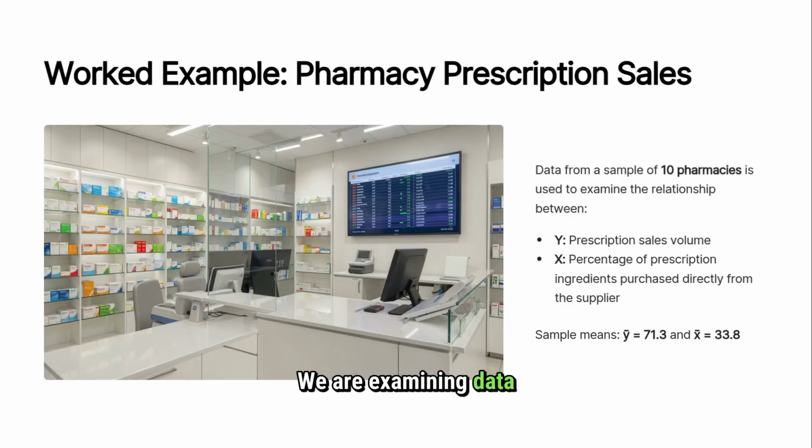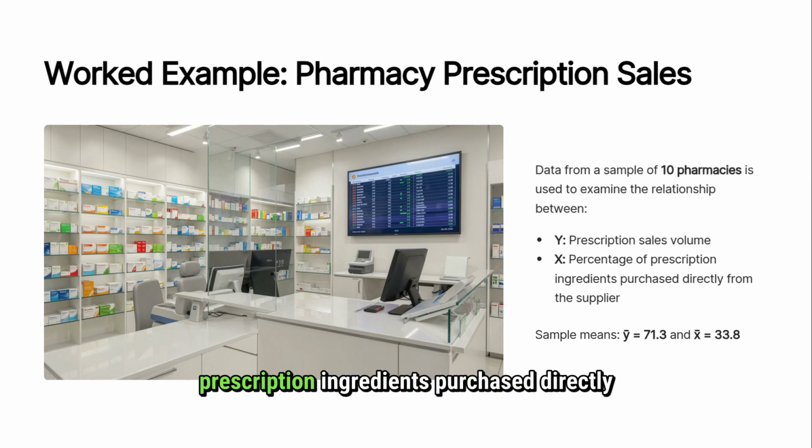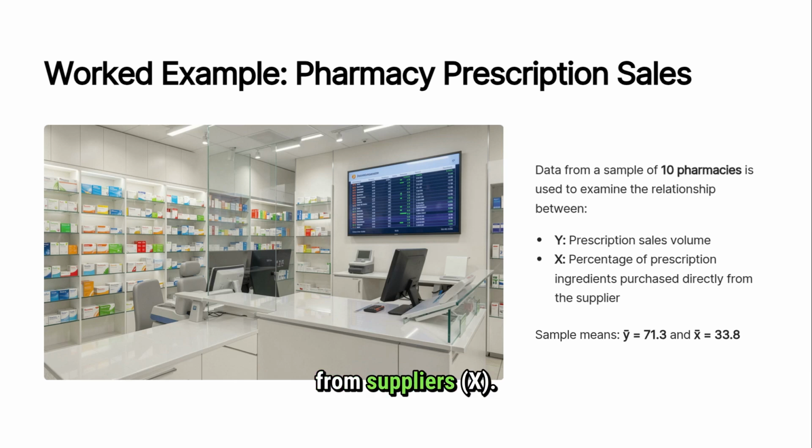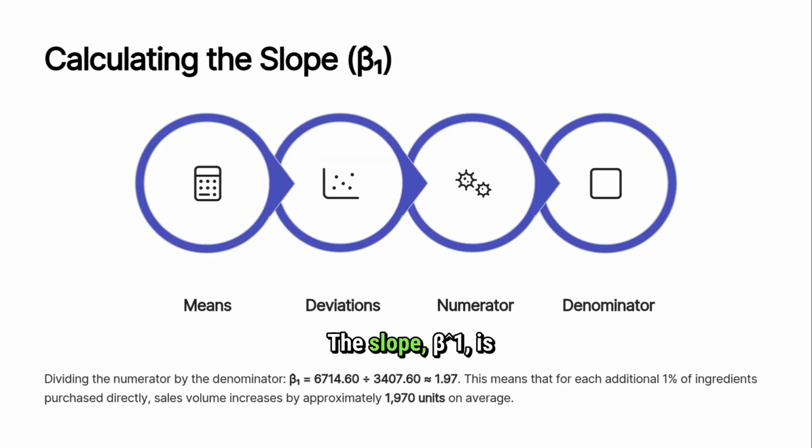We are examining data from 10 pharmacies to explore the relationship between prescription sales volume, Y, and the percentage of prescription ingredients purchased directly from suppliers, X. The sample means are 71.3 for sales volume and 33.8 for direct purchases. The slope, beta 1, is calculated by dividing the numerator by the denominator, resulting in approximately 1.97.